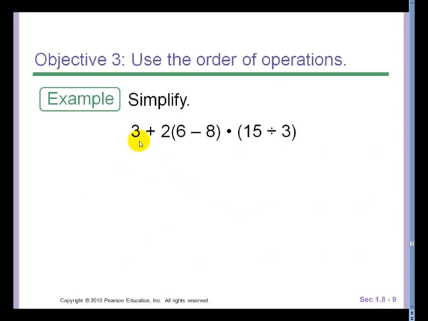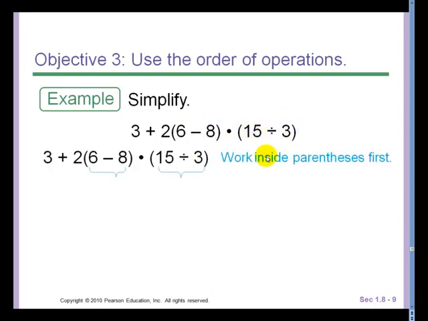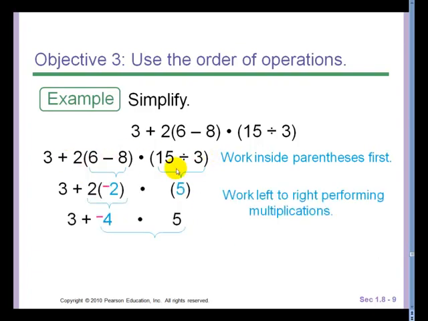Another example. 3 plus 2 times parentheses 6 minus 8 parentheses times parentheses 15 divided by 3 parentheses. Work inside the parentheses first. In this case, the two sets of parentheses are separate from one another, so you can work them at the same time. However, if you have parentheses inside another set of parentheses, you have to do the ones that are the innermost. In this case, they're separate from each other, so you can do them at the same time.